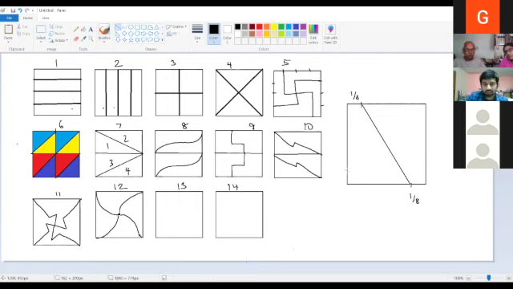Similarly, I will draw another line from 1/8 of this corner and 1/8 of the other side. So now, do you think all these parts, the 4 parts that we get, will they be identical?